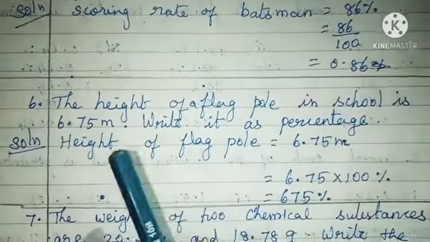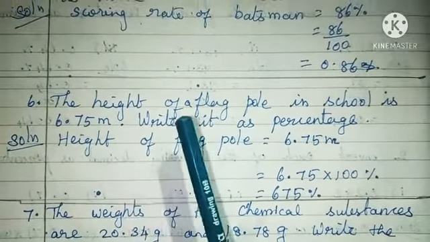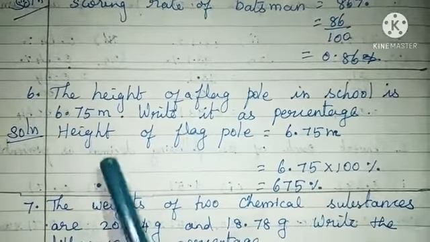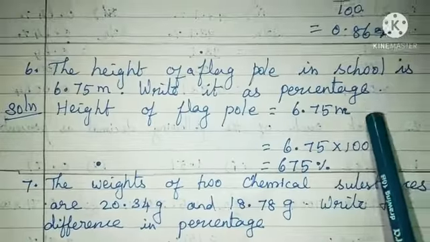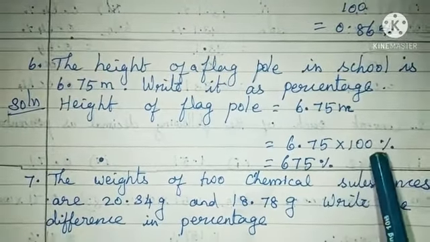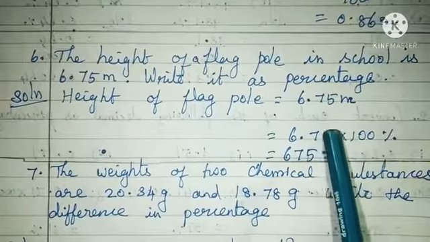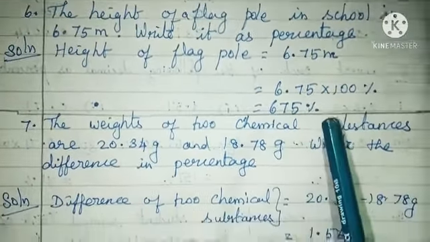Sixth sum, the height of a flagpole in school is 6.75 meter. Write it as a percentage. The height of the flagpole is given in the decimal form, that is 6.75 meter. To convert this decimal into percentage, you have to multiply it by 100. When we are multiplying, you have to move two decimal places and we get the answer as 675%.